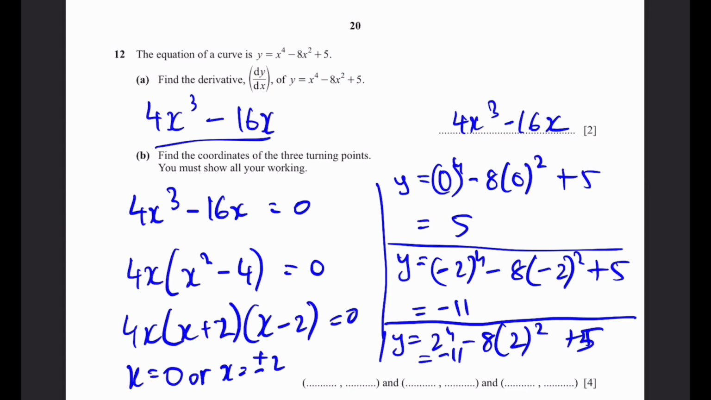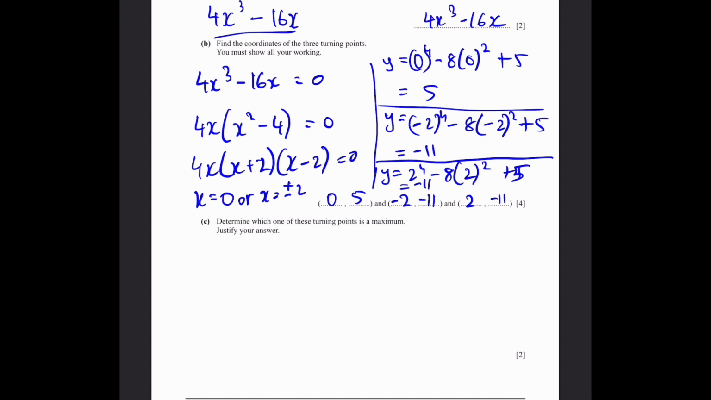So the turning points are 0, 5, minus 2, minus 11, and 2, minus 11. That's the answer. Now part C, determine which one of these turning points is a maximum.